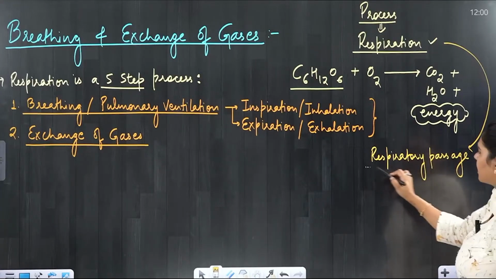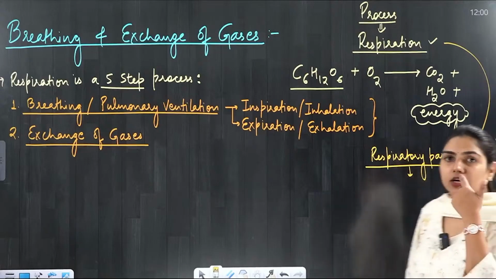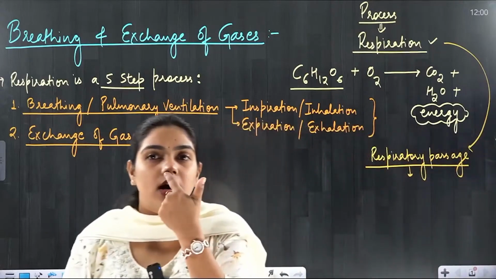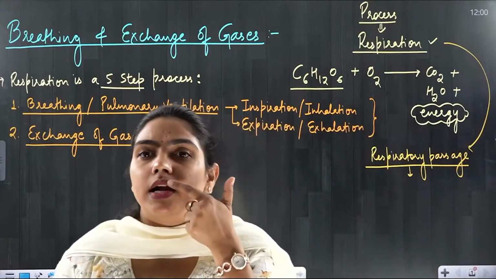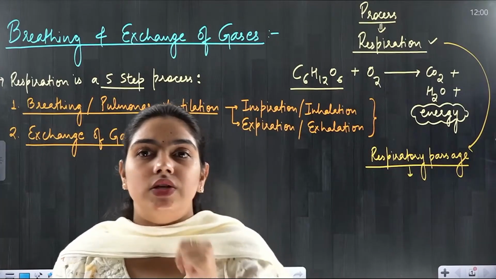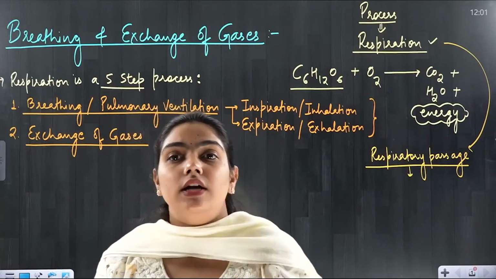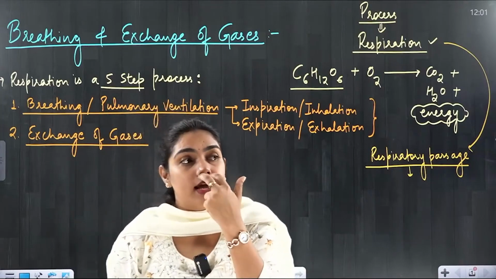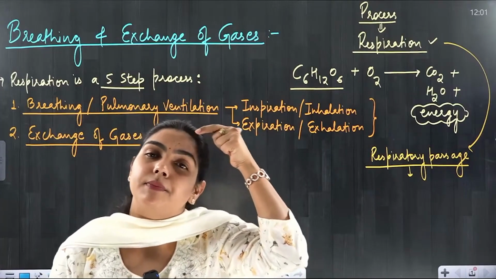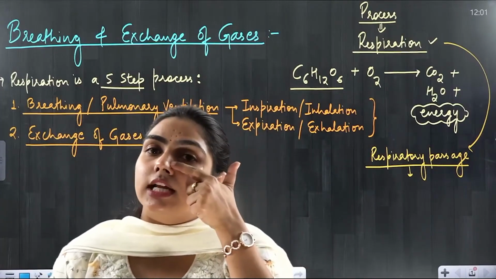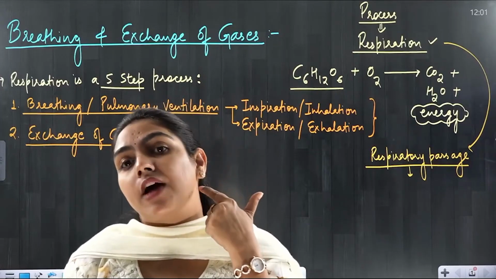In this respiratory passage, it starts from your external nostrils. Above the upper lip, we have these two nostrils. These are external nostrils, also known as external nares. From here, our respiratory passage will start. It will go to the nasal cavity, then to the nasopharynx.